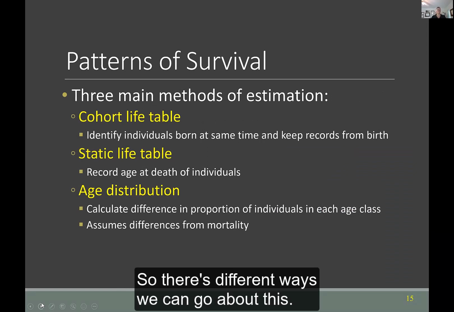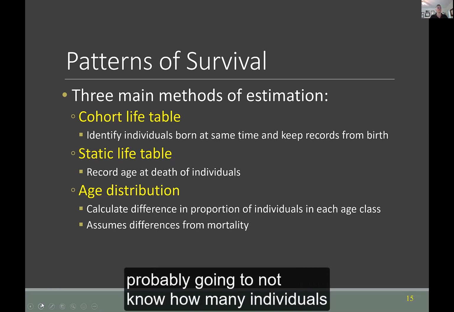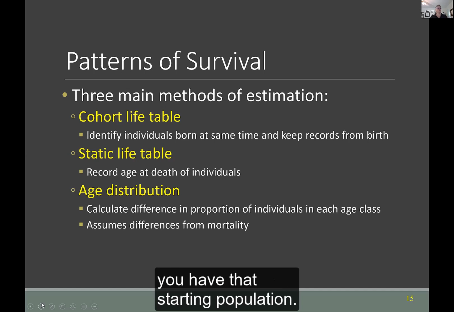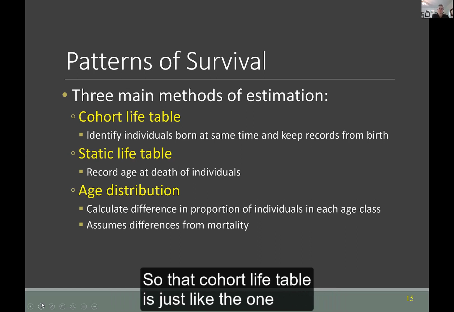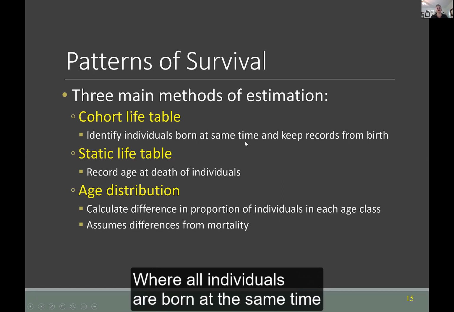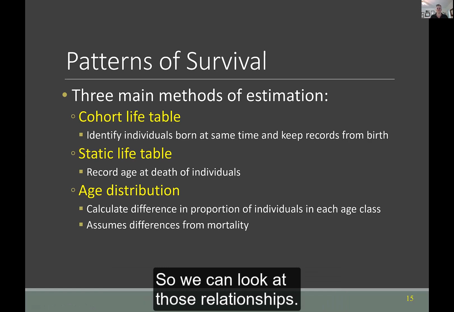So there's different ways we can go about this. We've already established that if I wanted to study the skunks of Texas, I'm probably not going to know how many individuals are surviving and dying. Now, if you're doing something in a lab, you have that starting population, you can do those types of studies, but that's probably not going to happen in a natural environment. So that cohort life table is just like the one I was talking about, the survivorship, where all individuals are born at the same time and we're just looking at how many are dying each year. So we can look at those relationships.